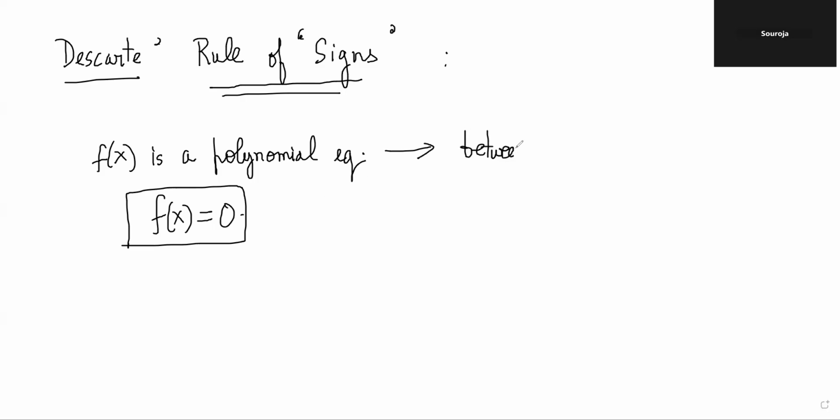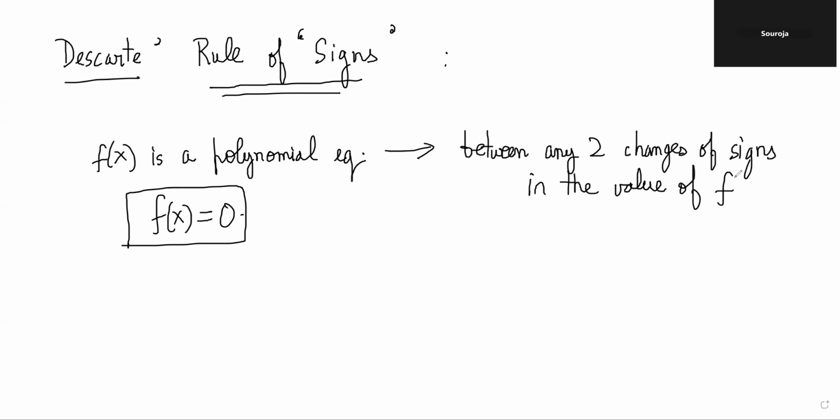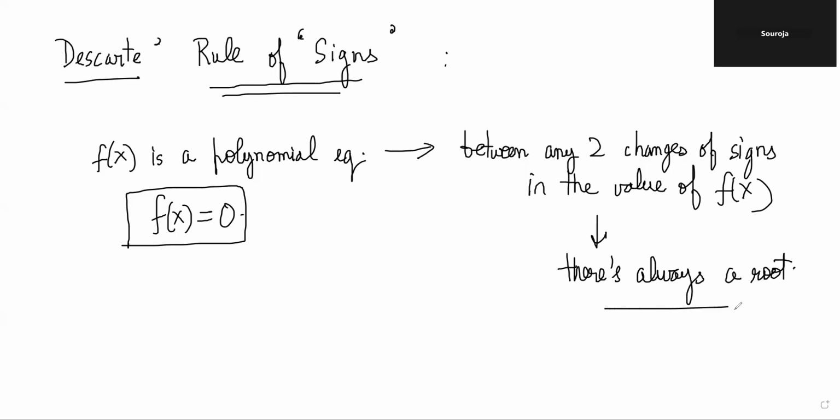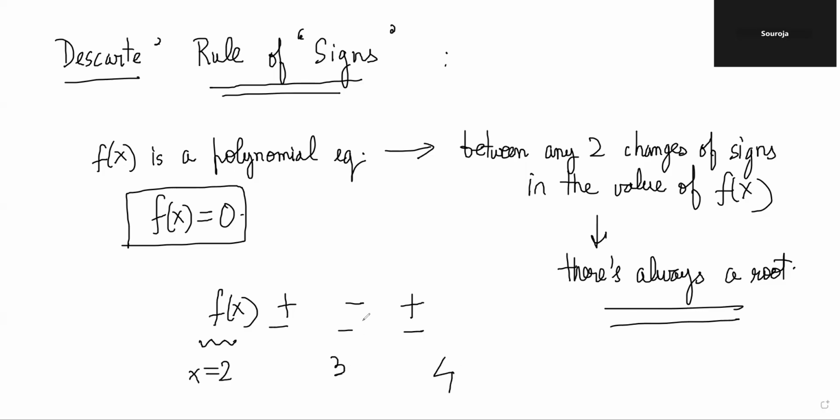Between any two changes of signs in the value of f of x, there is always a root. I'm not saying it perfectly, but what I mean is whenever f of x changes its sign from positive to negative to positive, you can check different values of the function at x is equal to 2, 3, 4, whatever, right?